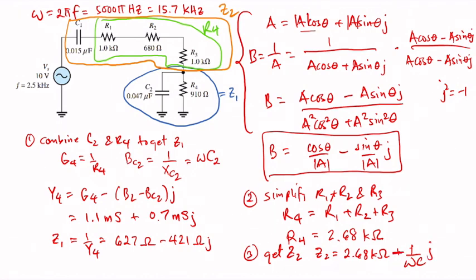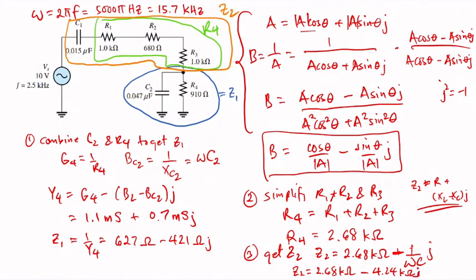Sorry, this should be minus, because recall the equation is Z2 is equal to R plus XL minus XC J hat. Okay, so this should have a minus sign. So Z2 for us will be equal to 2.68 kilo ohms minus 4.24 kilo ohms J hat.